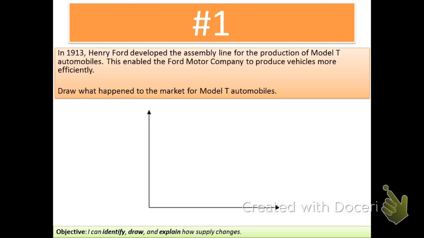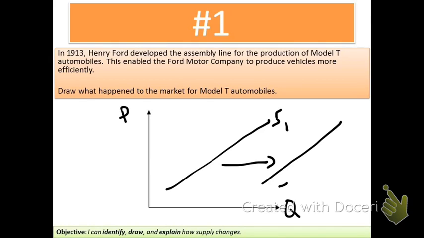Well, we start off with our price and quantity on our axes. We can label our supply curve S1. And with this change in technology, we're going to have a supply shift to the right, so supply increase, and the reason is because of technology. So that's number 1.